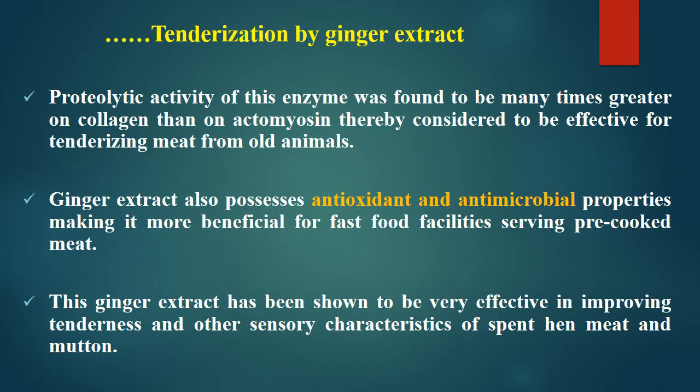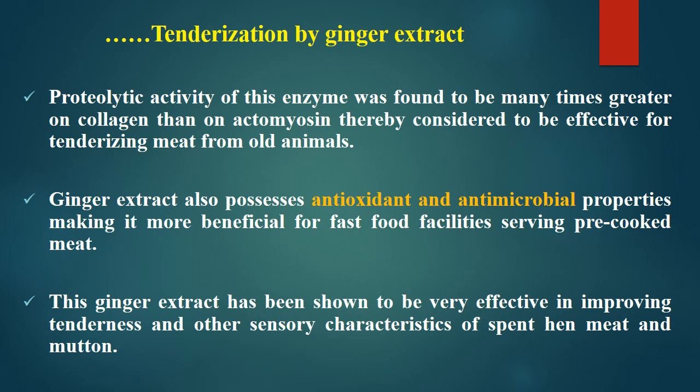Now about the tenderization by ginger extract, a few more details. The proteolytic activity of this enzyme was found to be many times greater on collagen than on actomyosin, thereby considered to be effective for tenderizing meat from old animals. So these ginger origin enzymes, even most of the plant origin enzymes, are more active against the collagen, that is the connective tissue protein, which gives the background toughness, especially in old animals or spent animals, whereas it is less effective on actomyosin or myofibrillar protein.